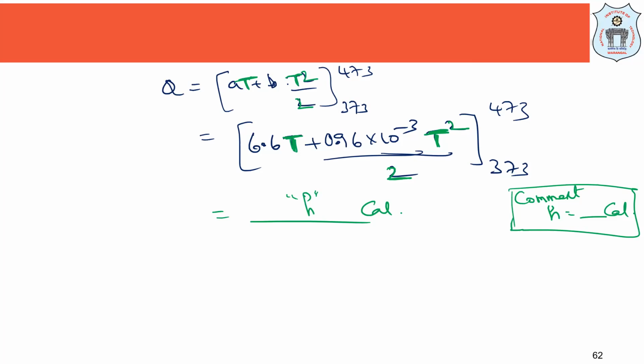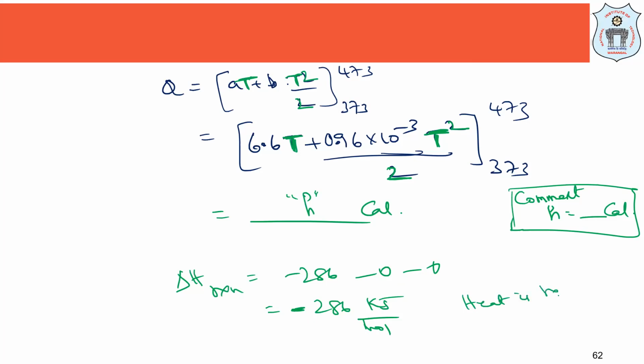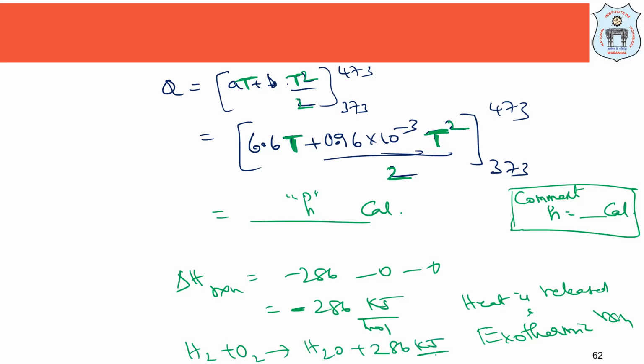Whenever we get delta H of the reaction, what we got is minus 286, minus 0, minus 0. So finally we got minus 286 kilojoule per mole. This minus sign represents that heat is released. That means it is an exothermic reaction. That's why we wrote H2 plus O2 will form H2O plus 286 kilojoule per mole. The heat is liberated. Here we write with plus when we get delta H value negative.